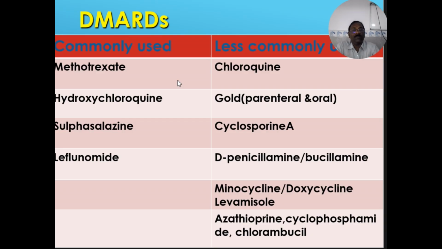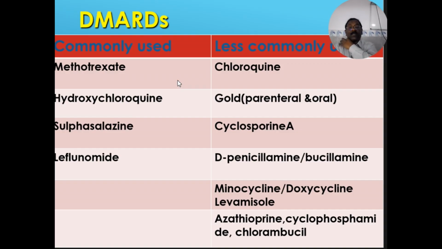Cyclosporin we often use sometimes. Dipenicillamine we are not using now. Minocycline, doxycycline, levamisole as anti-inflammatory and immunomodulatory drugs. That is the reason doxycycline is very popular in our COVID era. Why? As an immunomodulatory drug. The same doxycycline can be used in rheumatoid arthritis also. Suppose you want to use some antibiotic in rheumatoid arthritis, then your first bet should be doxycycline because of its additional immunomodulatory effects.